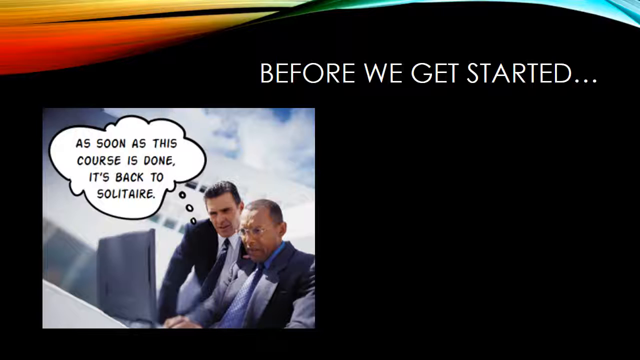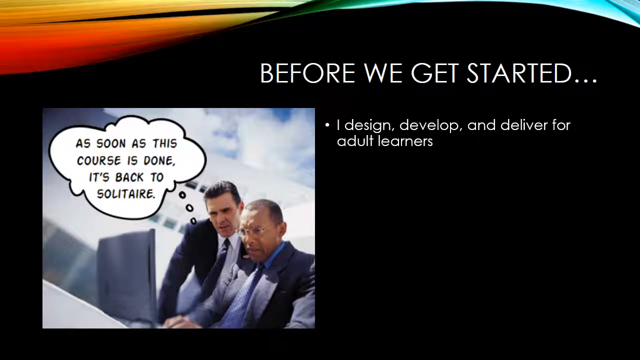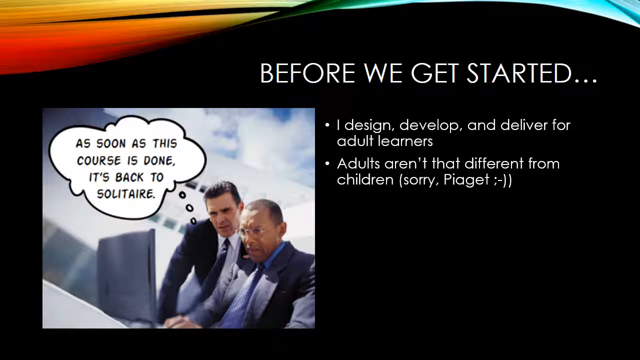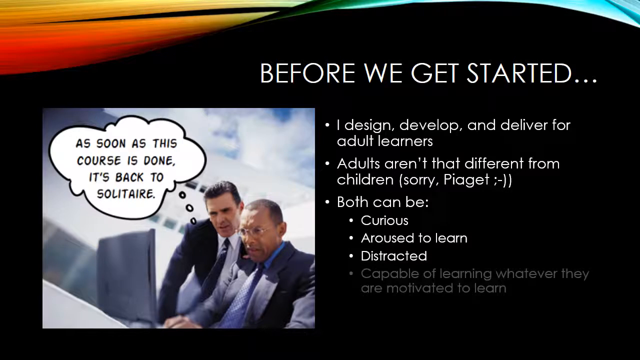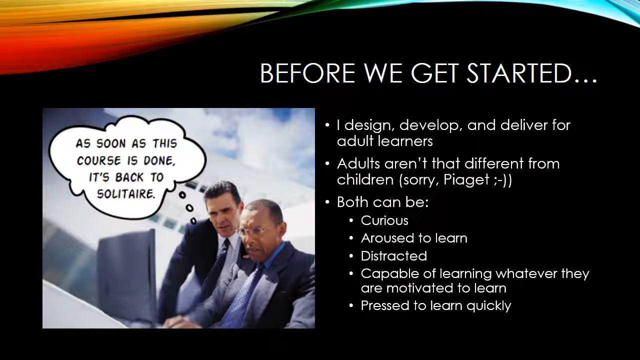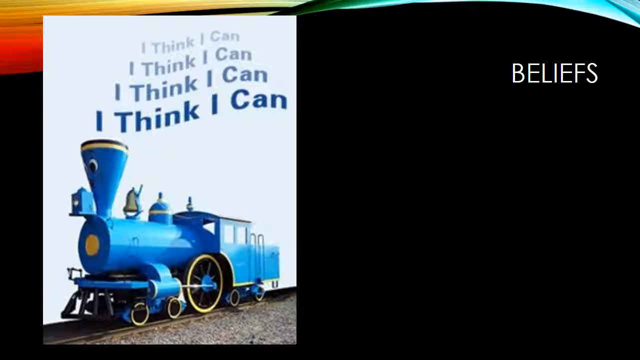Now, before we get started, a couple of quick caveats and warnings. I design, develop, and deliver for adult learners. So, adults, in my opinion, are not that different from children. And apologies to Piaget on that one. But I think that both can be curious, both can be aroused to learn as needed, both can be easily distracted, both are capable of learning whatever they're motivated to learn, and both can be motivated and feel pressed to learn very quickly when they need to.